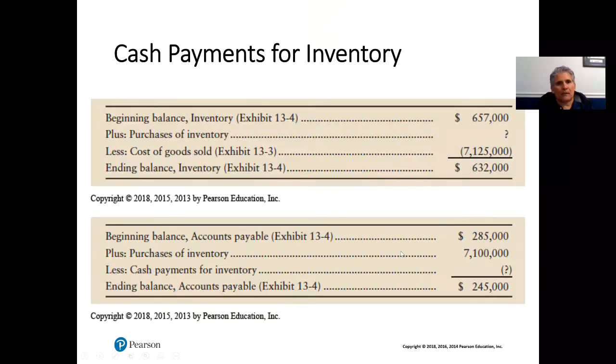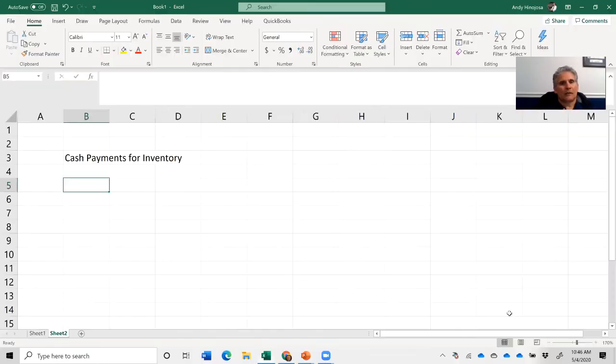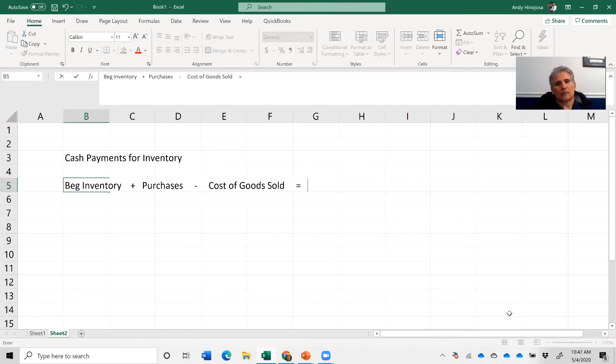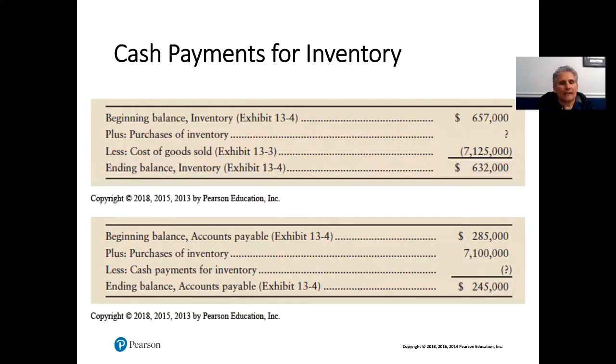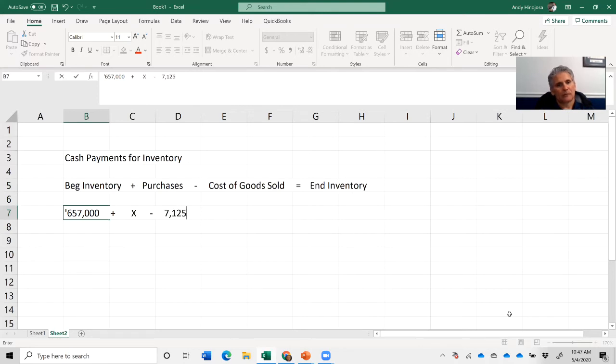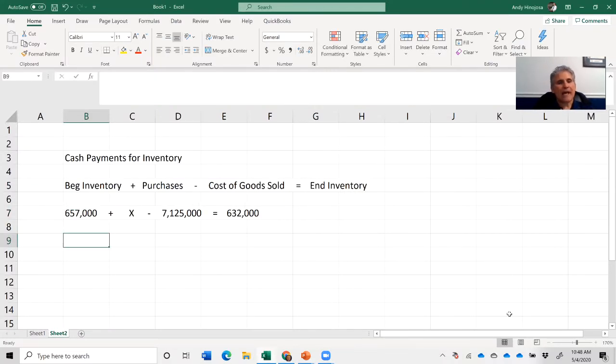We're going to solve for the unknown variable. Okay, let's do that. Cash payments for inventory. So beginning inventory plus purchases minus the cost of goods sold equals ending inventory. The beginning inventory was 657,000 plus X. We don't know what purchases is. That's what we need to get. Minus the cost of goods sold, which comes from the income statement, 7,125,000. And that's going to be equal to 632,000. Now we're going to solve for the X.